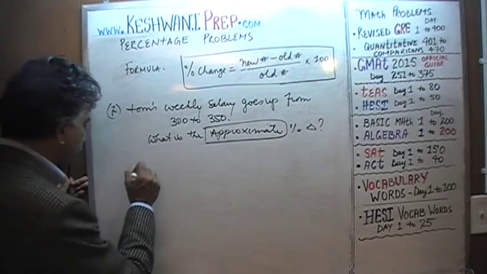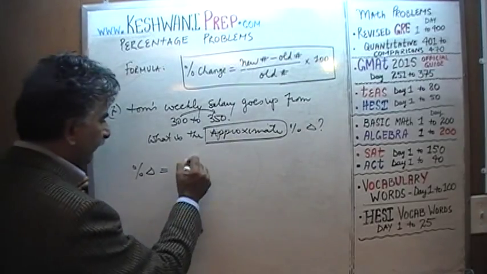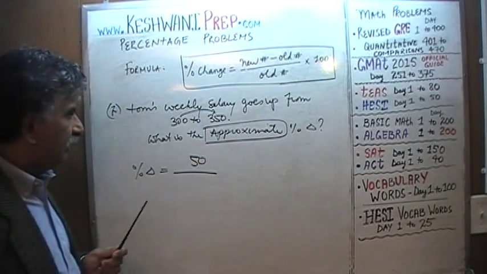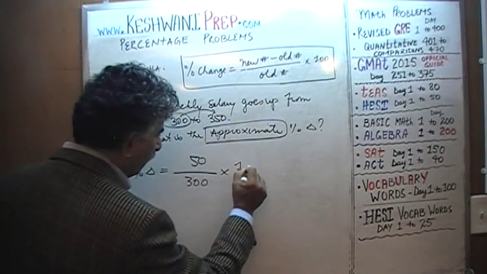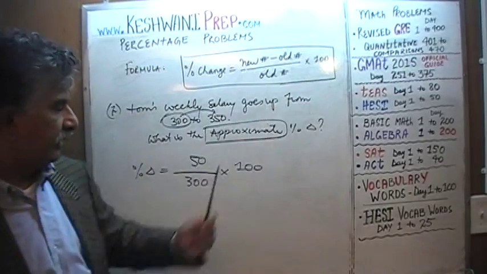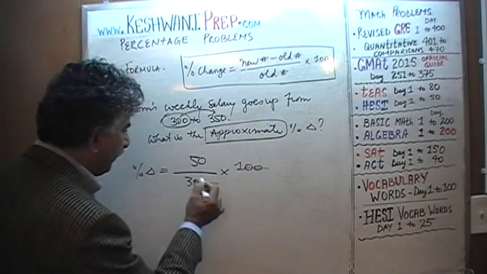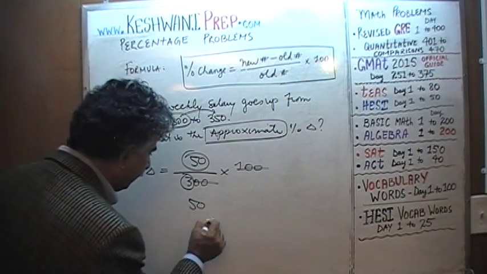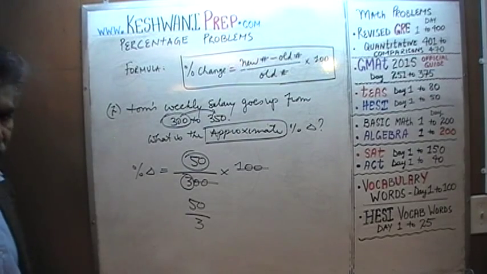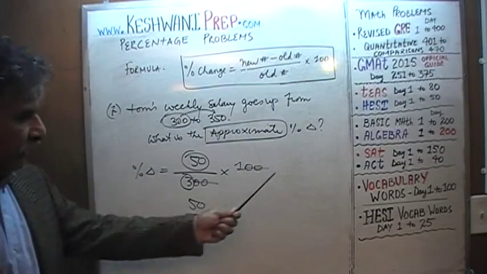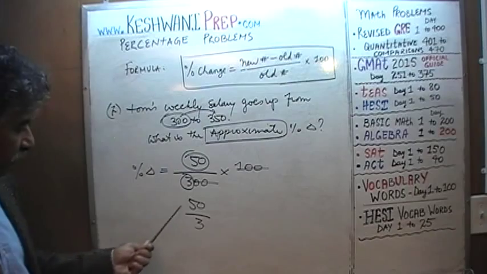So let's do that. So again, the percentage change is going to be the change. We're going from 300 to 350. That's the change of 50 divided by the original number, the number that we started out with, which is the old number, which is 300, times 100. Let's divide top and bottom by 100. So the two zeros are going to drop out. And what we're left with is 50 divided by 3. As you can see, 50 is not a multiple of 3. So it's not going to be a whole number. But as you look at the answer choices, they are all whole numbers because they're looking for approximate change. So we have to do something with it.